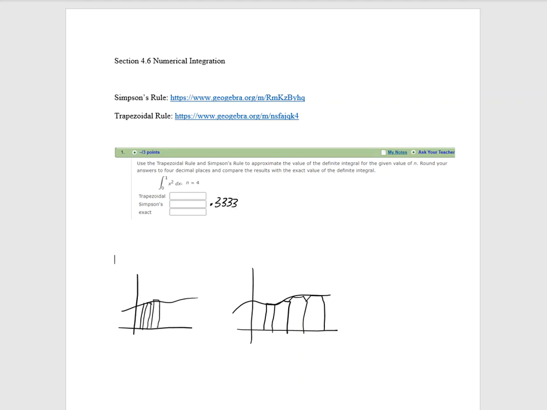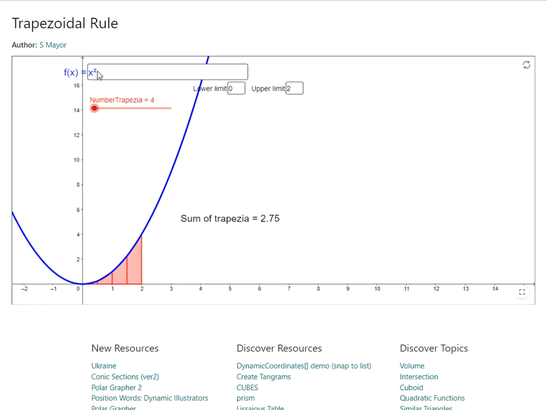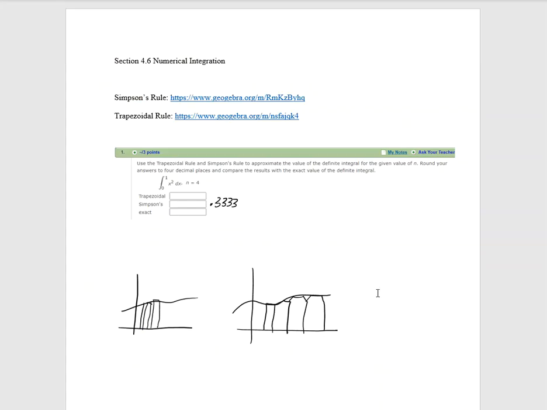For the trapezoidal rule, we'll go back up here and hit the trapezoidal rule for x squared from 0 to 1. The number of trapezoids is 4, and we could slide this if we need more trapezoids. It gives 0.34375. And we know the exact value, because we can find it: x cubed over 3 from 0 to 1, which is 1/3 minus 0, which is 1/3.